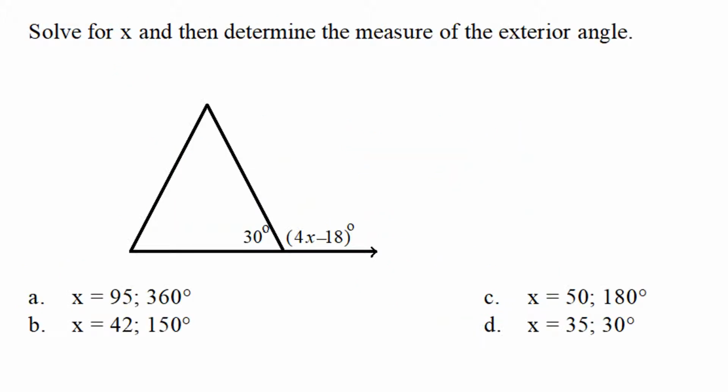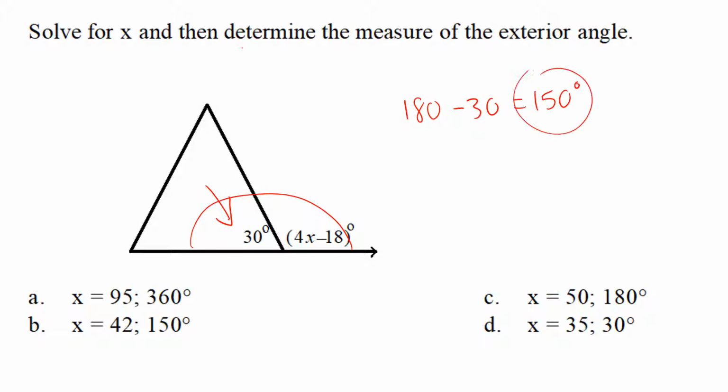For this one, this whole thing is 180 degrees. So it's going to be 180. Take off the 30, and you have 150 degrees. So this answer can be found right here. The answer is B. I won't get into the x equals 42. You don't even have to worry about that. Just find the 150 and you got it.